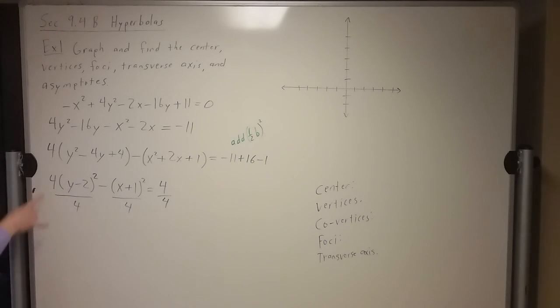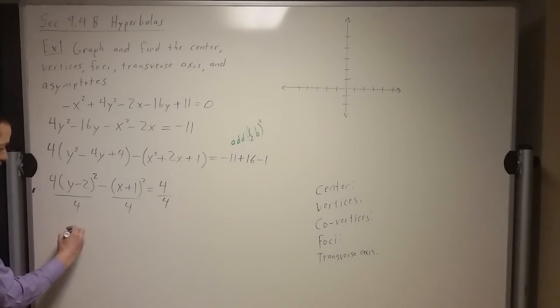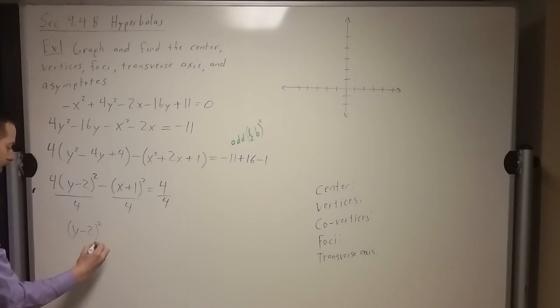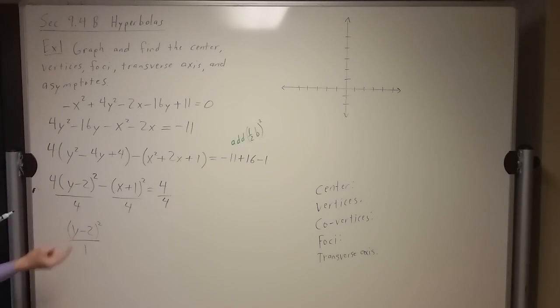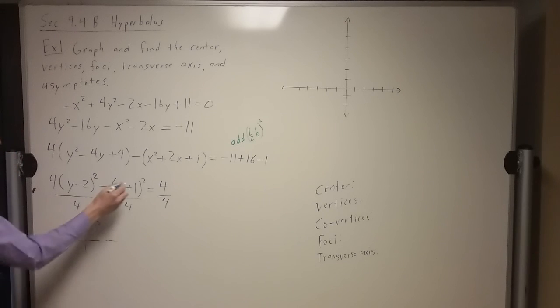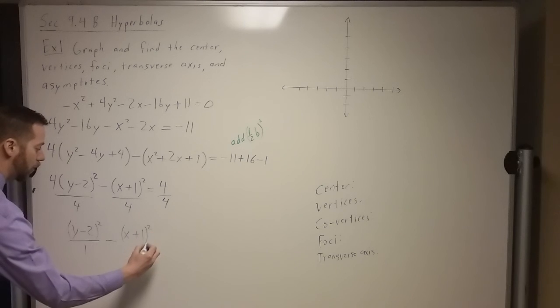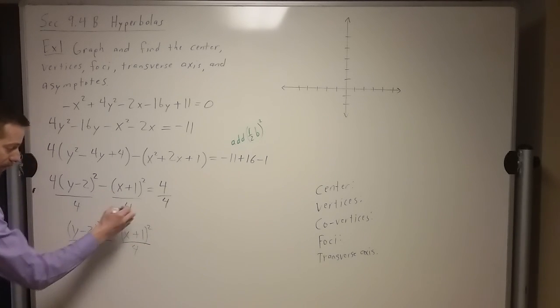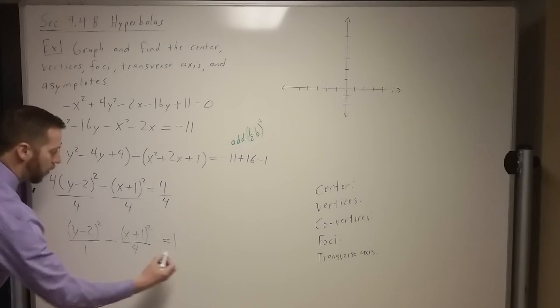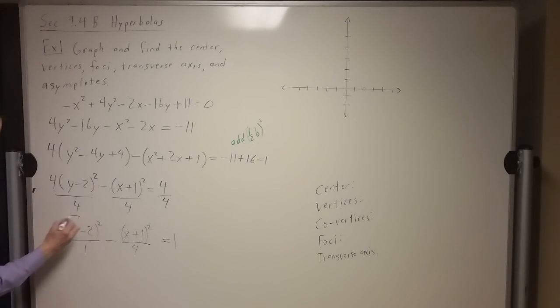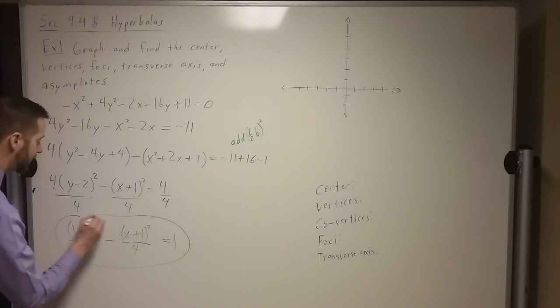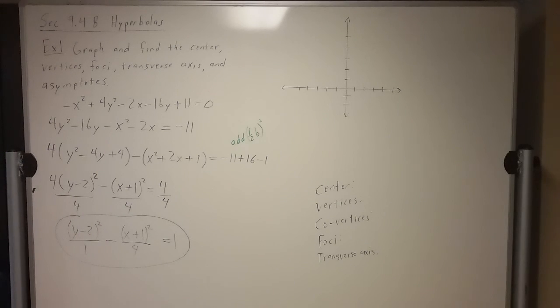Now some of this simplifies. Do you notice here I've got 4 over 4? That's really just 1 over 1. And so that becomes y minus 2, the quantity squared. And you really wouldn't have to write this on the bottom. I'm just going to write it for emphasis that this is actually a 1 under there. And then here I'm going to get x plus 1, the quantity squared, over 4. Nothing was there to simplify. And then equals 1. Now we have this thing in standard form. There's the standard equation of this hyperbola.